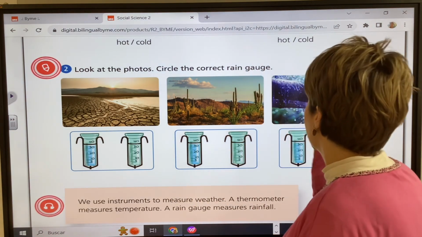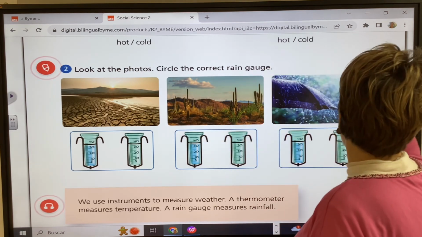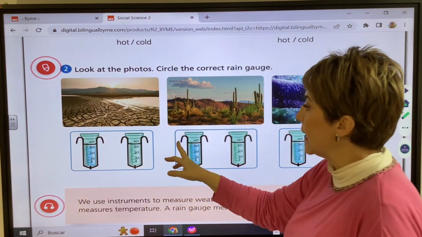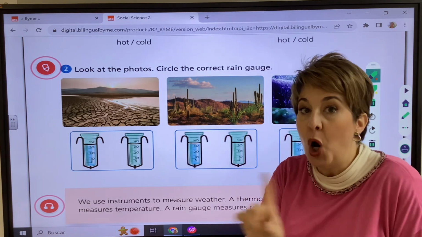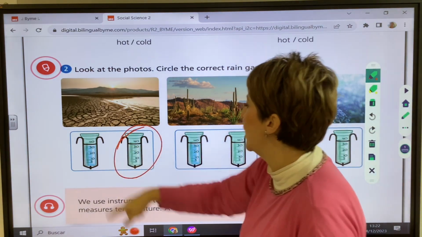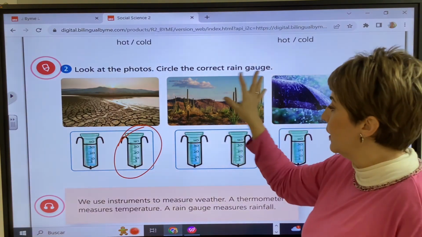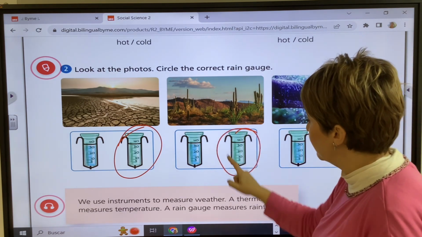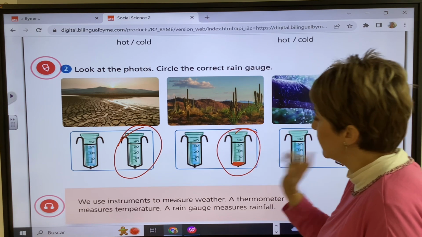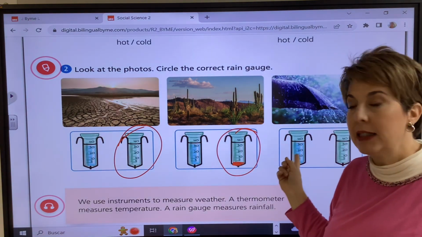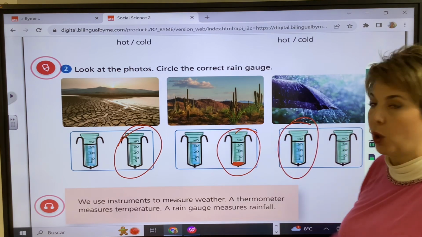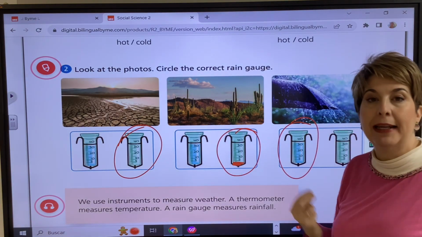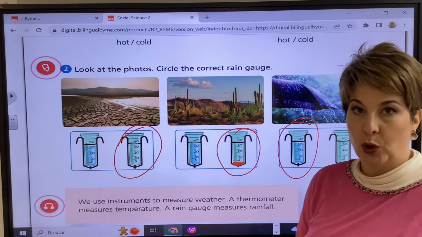Okay, let's go. Look at the photos and circle the correct rain gauge. In a desert like this, the rain gauge would be empty. No water in the rain gauge. So we will have this. In a desert like this, also the rain gauge would be this one, or with a little bit of water. A little bit. And in a place like this, the rain gauge would be at the top. There's a lot of rain, so the rain goes into the rain gauge and we have a lot of rain.